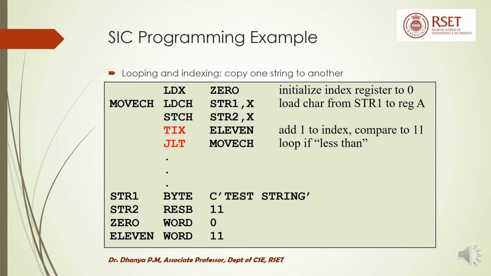Now the next character E is loaded into the accumulator using the statement LDCH str1,X. At that time the value of X will be 1. And from the accumulator it is taken to the memory location str2,X using the statement STCH. So this transfer is done 11 times.